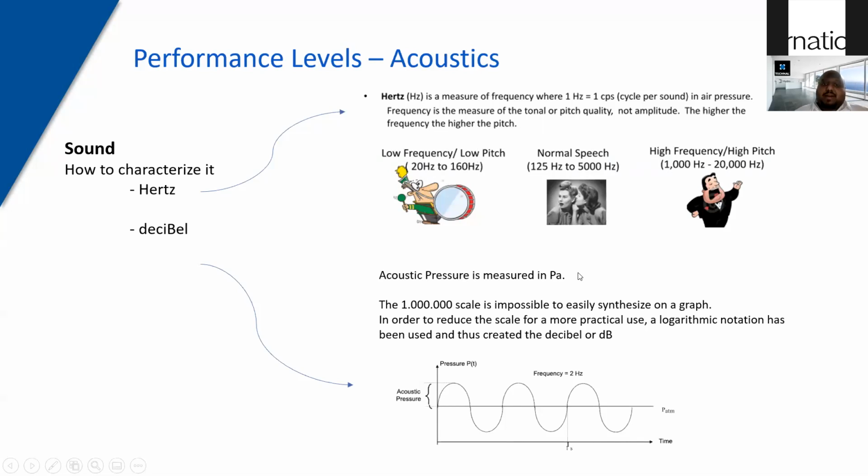The acoustic pressure is measured in Pascal with the logarithmic value. So the logarithmic value of this sound is measured in dB. So it's very difficult to identify a window which is performing well at 20 hertz or 125 hertz. So to make it easier to have a common benchmark, we use a logarithmic value, which is measured in decibel.